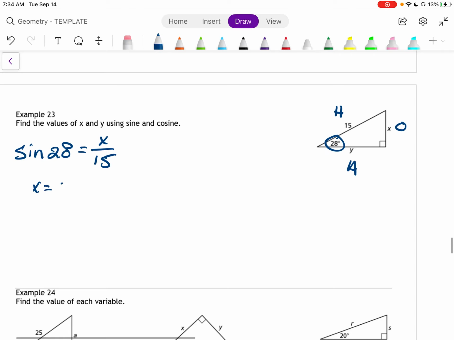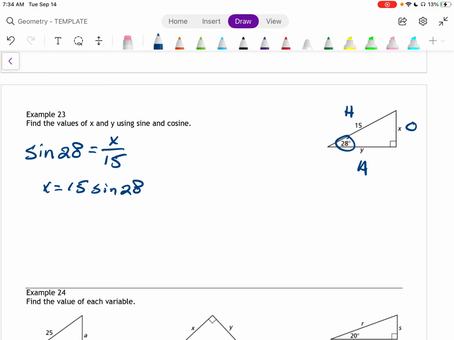So x equals 15 sine of 28. And I'm going to just leave that for a moment, and I'll type that in my calculator after I find y. To find y, that's the adjacent. So adjacent and hypotenuse are the ones that we have for y. So I'm going to use cosine. So cosine of 28 is adjacent y over hypotenuse 15. So y is 15 cosine 28.